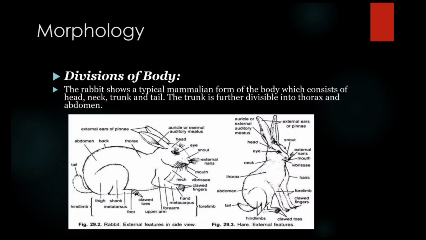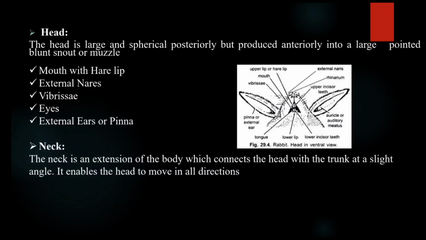Next, coming to the morphology. As of a typical mammal, it has head, neck, trunk and tail. In the head region, it possesses a mouth which is surrounded by lips, and the upper lip is divided in the middle into right and left halves due to a vertical cleft extending up to the nostril. Such a divided lip is called hair lip, due to which the upper front incisors are exposed.